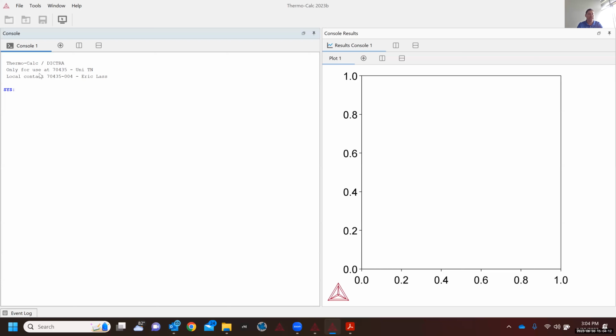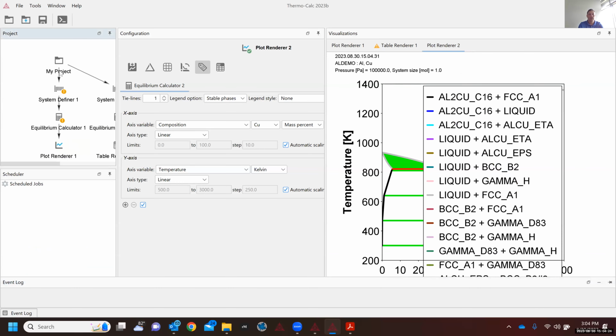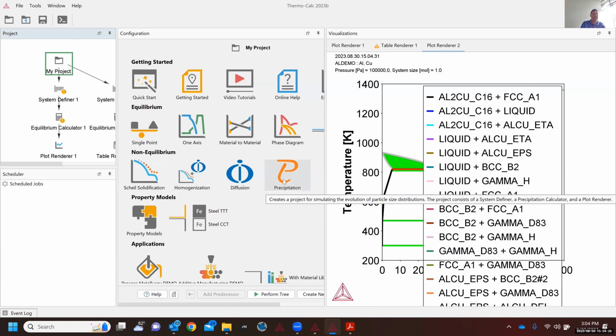However, one of the nicest modules, actually two of them, that we have in the newer versions of ThermoCalc are the TC Prisma, or the Precipitation module, that allows you to calculate solid state phase transformations. So say we want to look at the precipitation of the theta prime phase in the aluminum copper system. Using a kinetics database, we can actually model that. And we can predict how long we need to age our material to reach a volume fraction, number density and size distribution of precipitates of some desired characteristics.